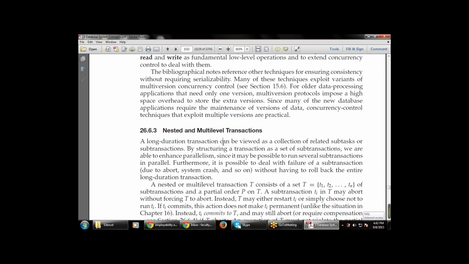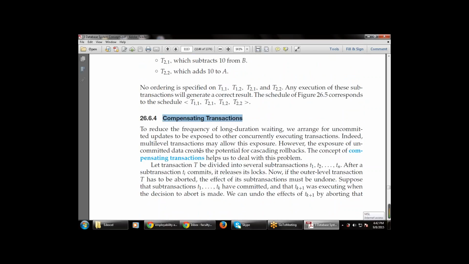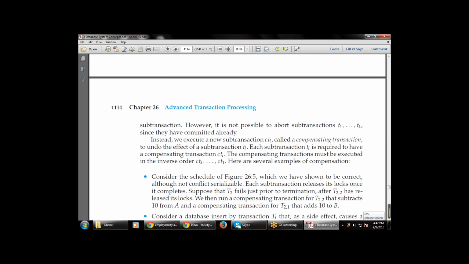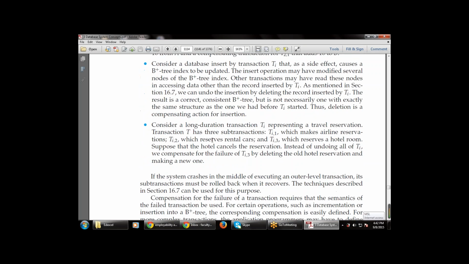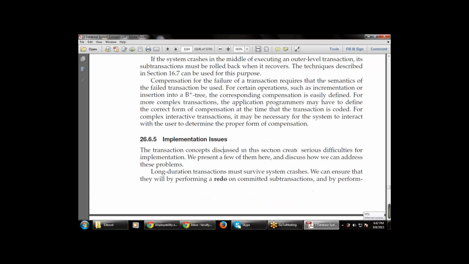Then nested and multi-level transactions are used. There can be a nested transaction, that is one after another, and there can be a multi-level transaction, that is one level within another level. Then compensating transactions is the next part, that is how to deal with the problems. Then implementation issues, that is, what are the various implementation issues while implementing the concurrency controls.